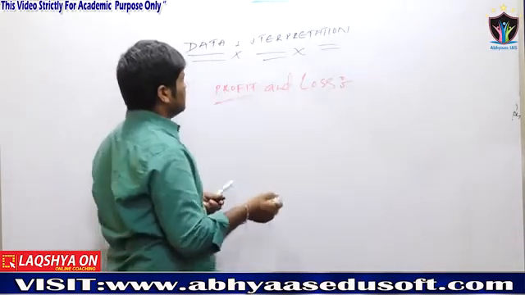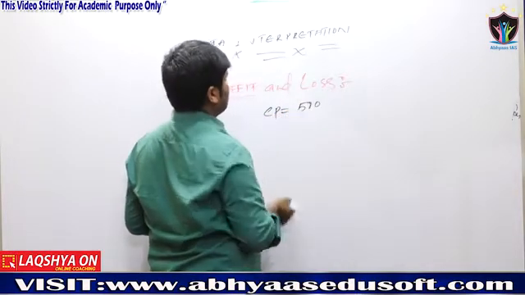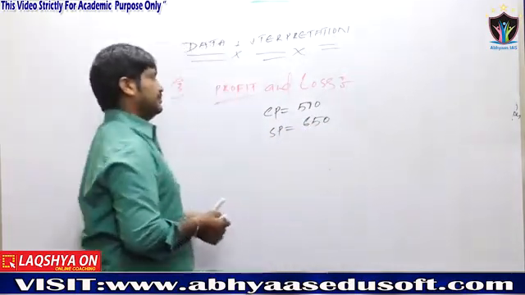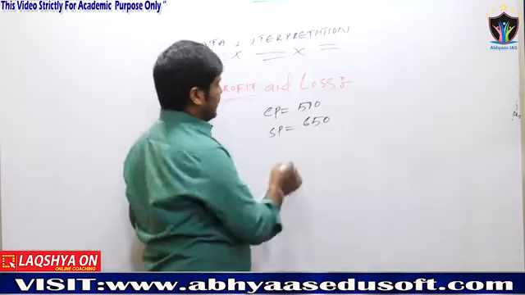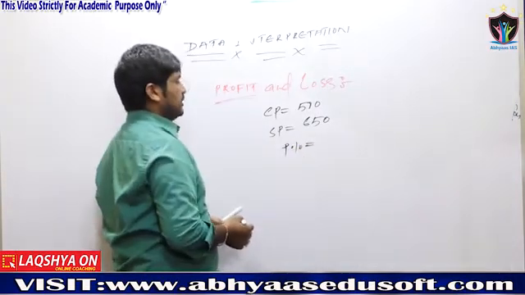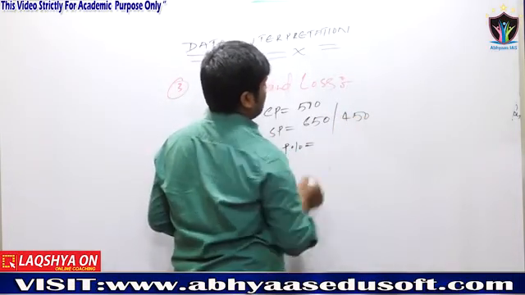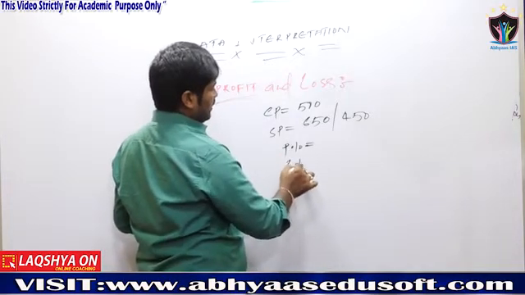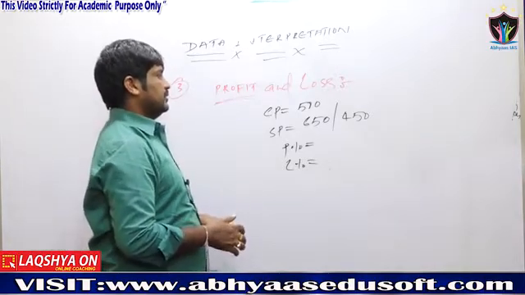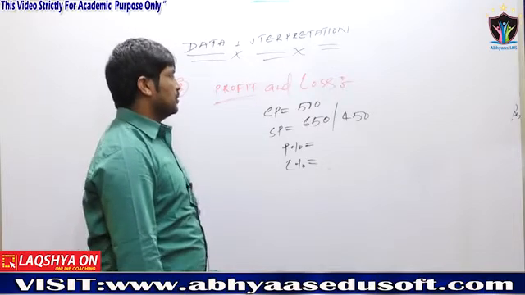For example, here CP is 500 and SP is 650. Then we have to calculate the profit percentage, right friends? Or if we sold this article at 450, then we have to calculate the loss percentage. Either we have to calculate profit percentage or loss percentage. Then what we have to do? CP is equal to 500, SP is equal to 650.